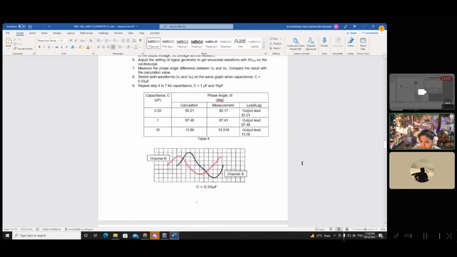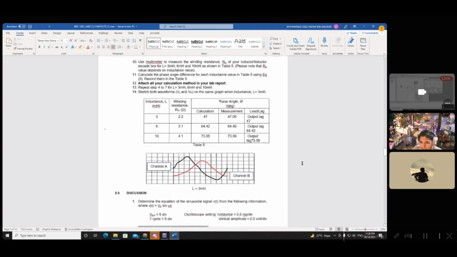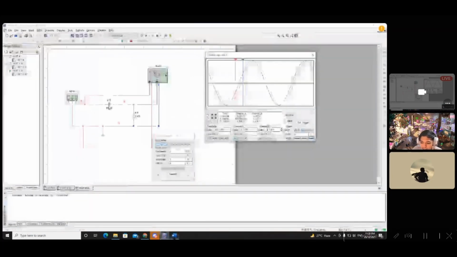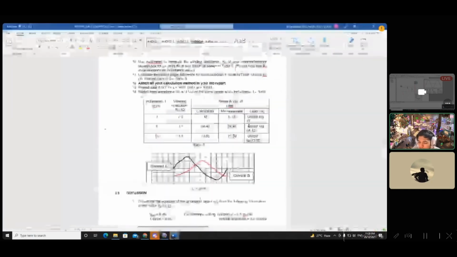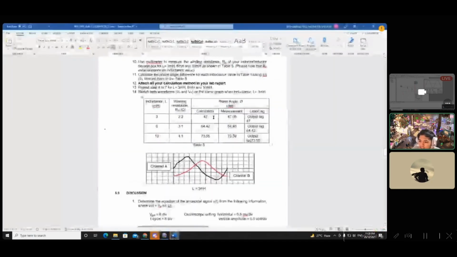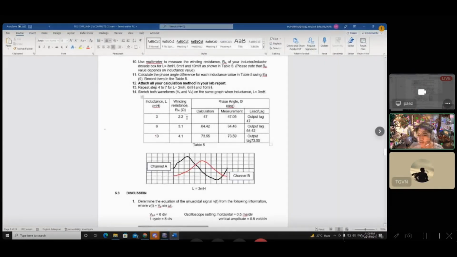So the next part is the inductance RL circuit. We can use two ways, which are calculation and measurement. If you want to use the calculation, you need to use the formula. The formula is phase angle equal to arctan of XL over R plus RW. For the RW, it is the resistance of the decade box.